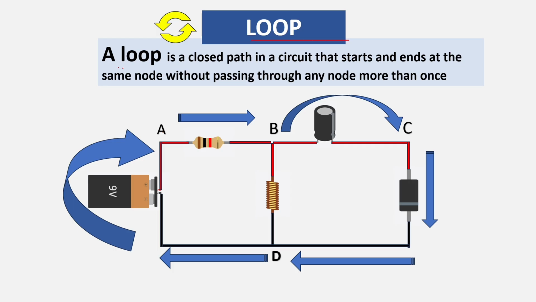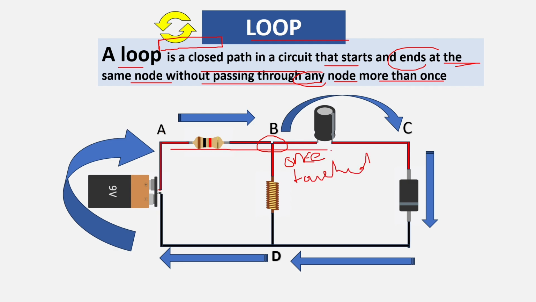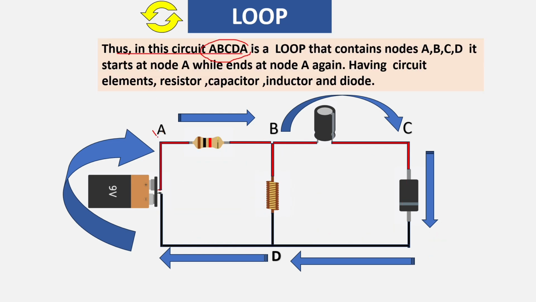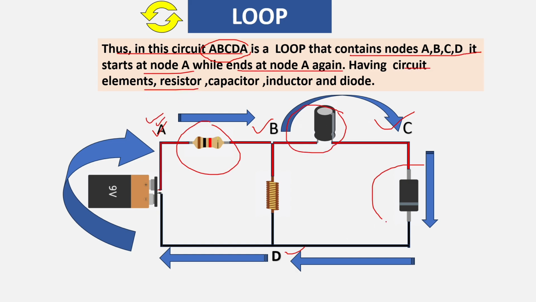The last and final terminology is loop. A loop is a closed path in a circuit that starts and ends at the same node without passing through any node more than once. As you can see, the loop starts at node A and passes through the next nodes B, C, and D and ends at A again. Thus, in this circuit, ABCDA forms a loop. It contains the nodes A, B, C, and D. The loop starts at node A and ends at node A again. It includes the circuit elements: a resistor, a capacitor, an inductor, and a diode.